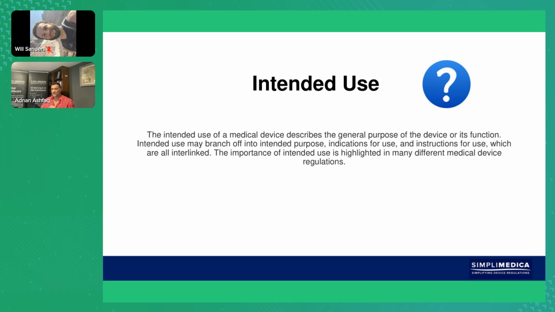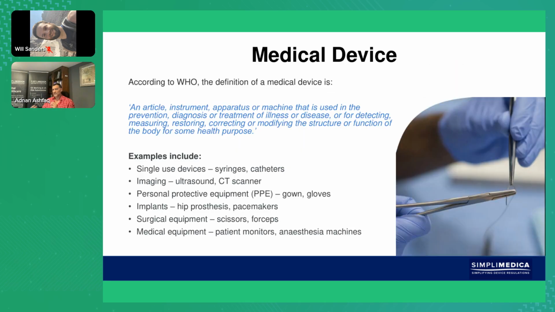So first and foremost, the intended use of a medical device. Very often we say it's the general purpose of the device or its function. In short terms, the intended use often gets mentioned as the purpose. That's the key word that we want to be looking at here, the purpose of the device or the function. But the intended use may also branch into other things like the indications for use and the instructions for use, which are all interlinked. We've been saying this is completely interlinked.